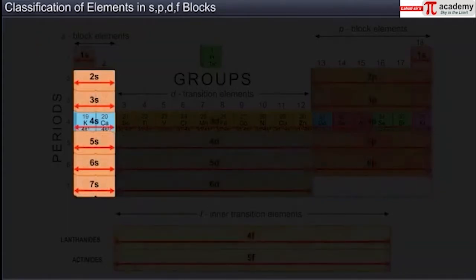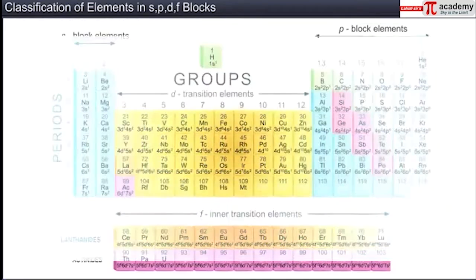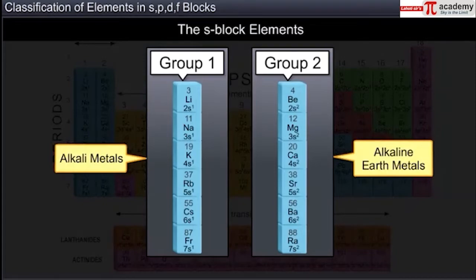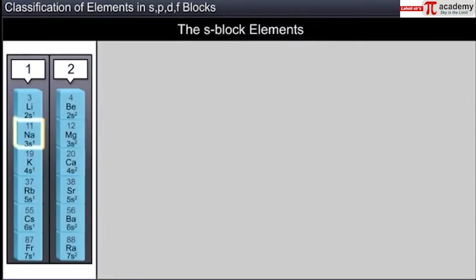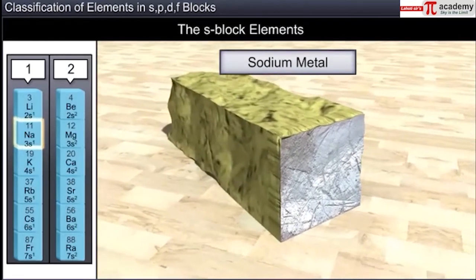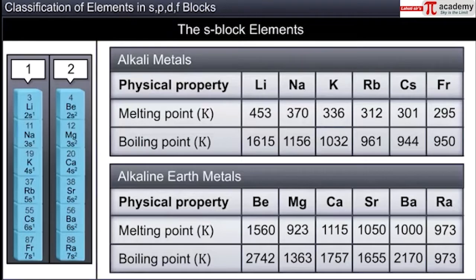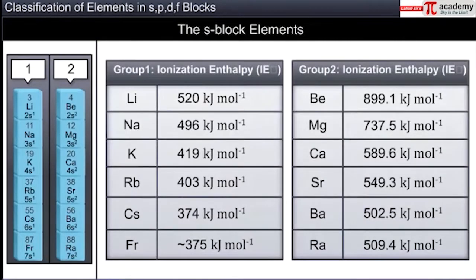The S block of the periodic table consists of elements that have the last electron entering the ns orbital. The alkali metals in group 1 and the alkaline earth metals in group 2 of the long form of the periodic table belong to this category. These are soft metals with low melting and boiling points. With the valence shell electronic configuration of ns1 and ns2 respectively, these elements have extremely low ionization enthalpies.